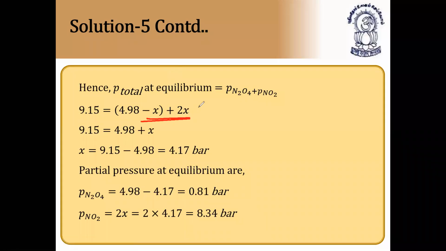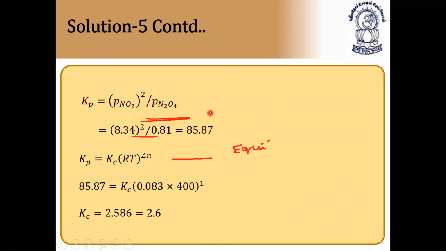Carefully observe the step. So 4.98 minus X plus 2X becomes 4.98 plus X is equal to 9.15. By this we can say X is equal to 4.17 bars. So this is the equilibrium pressure. This is called the degree of dissociation.